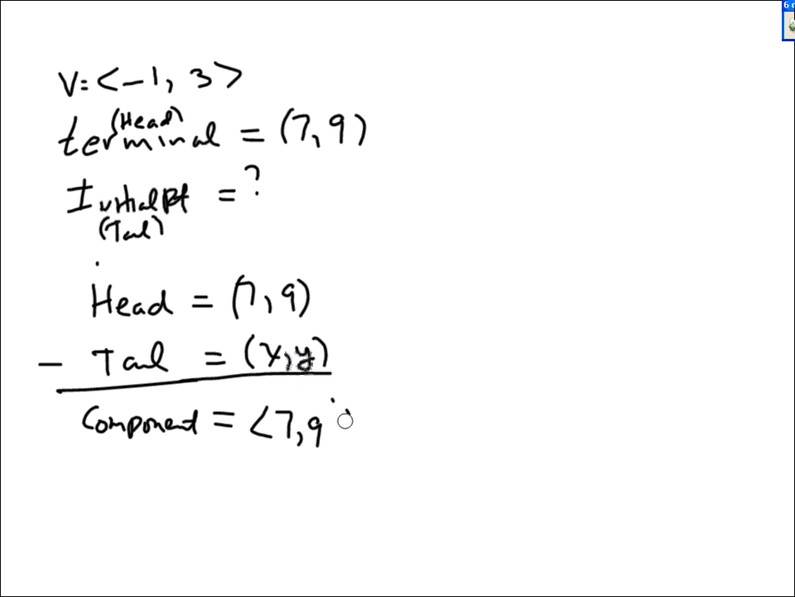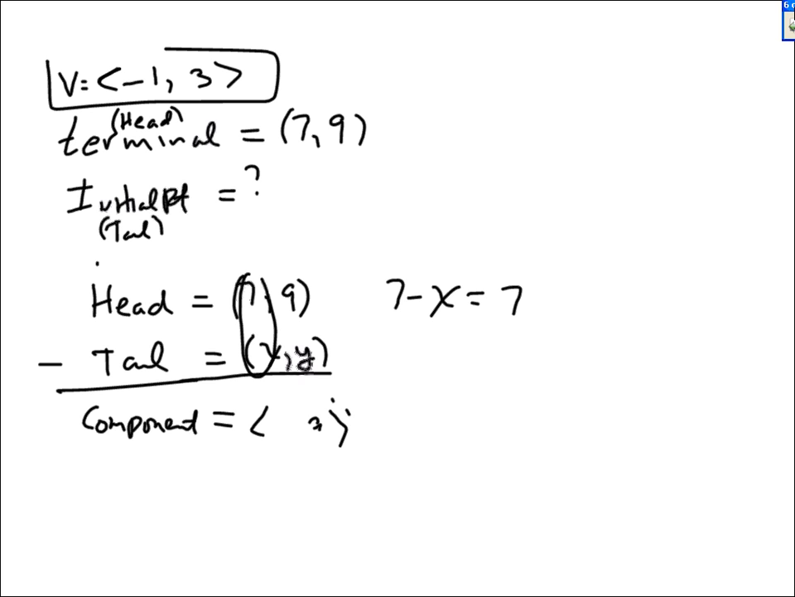Well, we need to apply the formula. Subtract. The component is <negative 1, 3>. I know it's a component because of those brackets. So 7 minus X should be negative 1, and 9 minus Y should be 3.